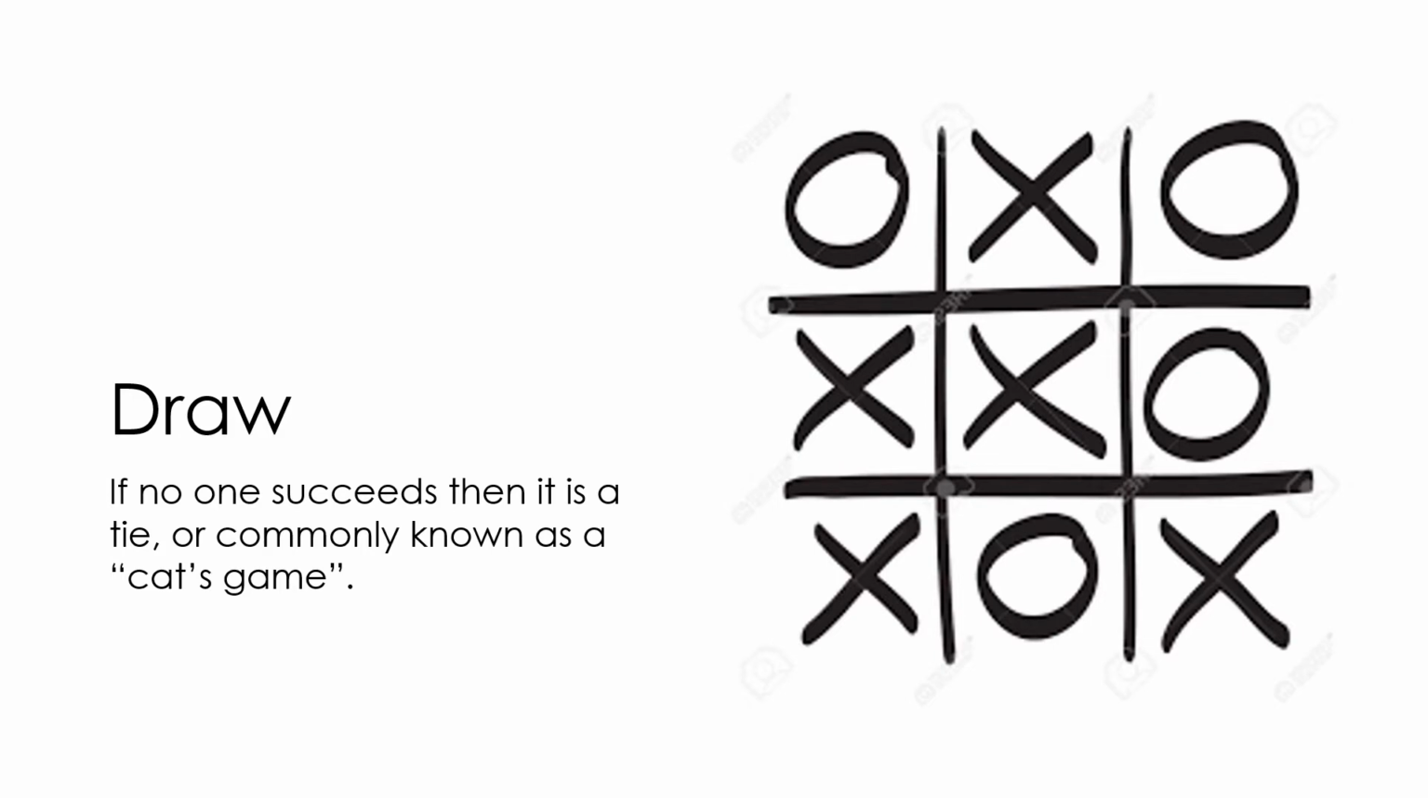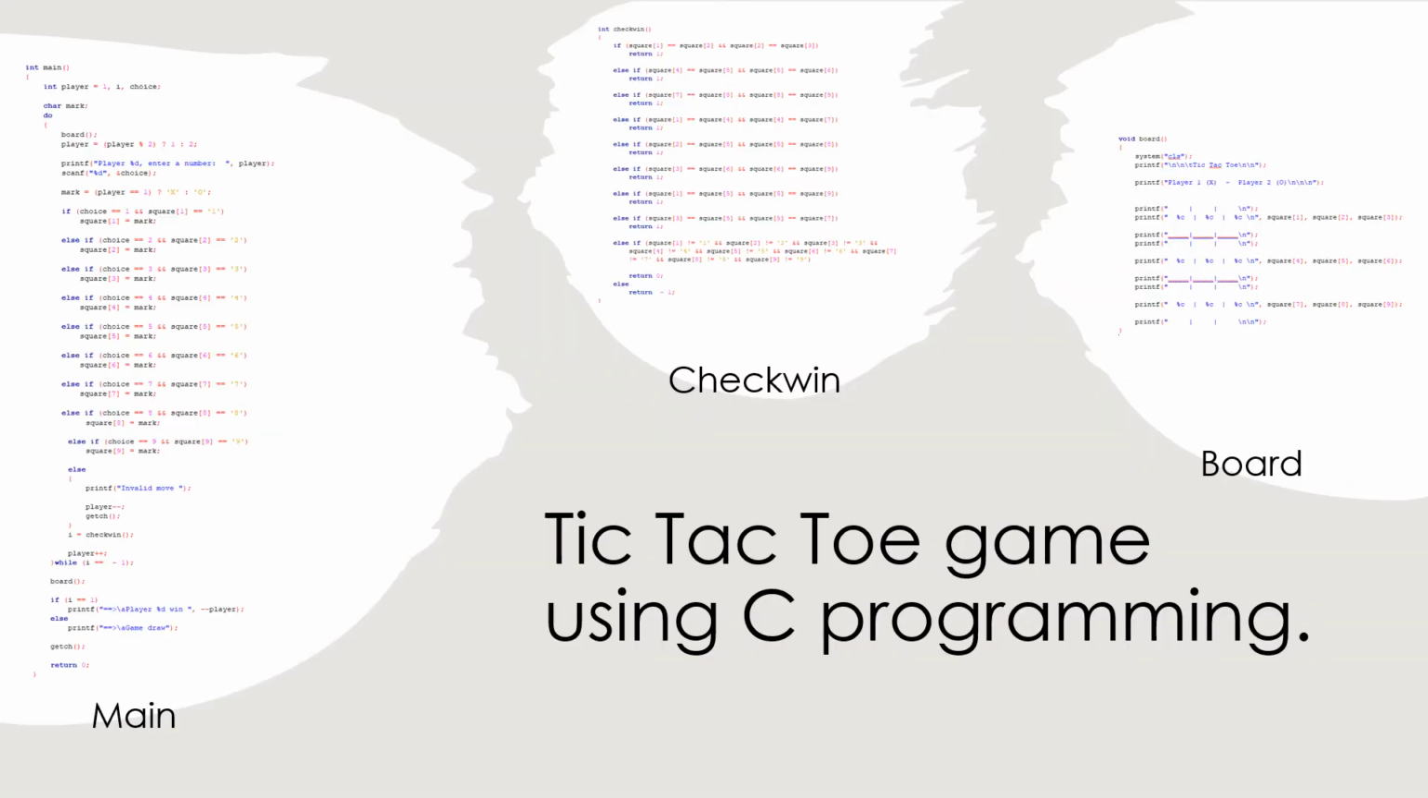The code we're going to explain today is going to have three main parts. First, the main function. Second, a user-defined function called check-win. And last, another user-defined function called board. First of all, we have to say that we encountered multiple ways of creating a tic-tac-toe game using C programming. We decided to use this one because we think it is better to explain and it works in a very effective way. Now, getting into the code.